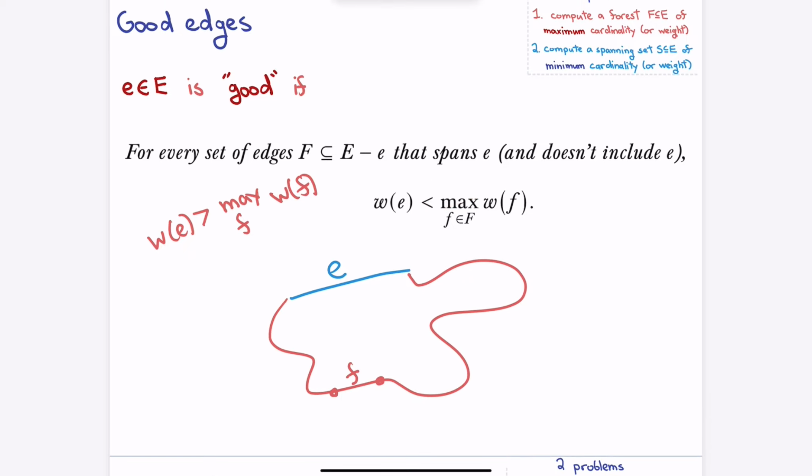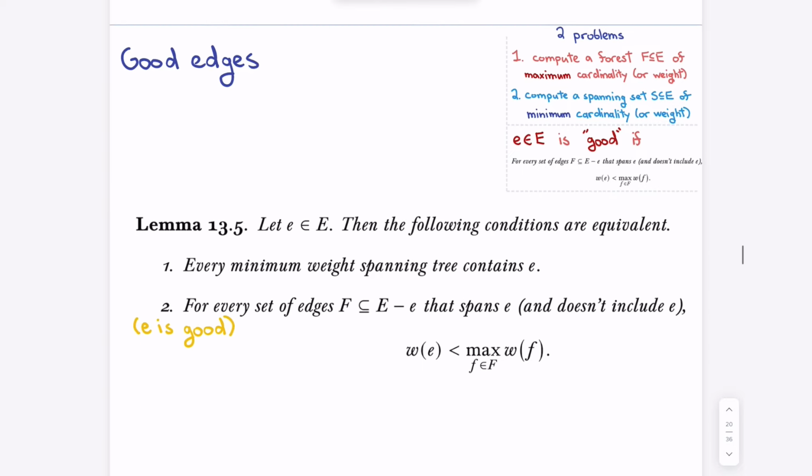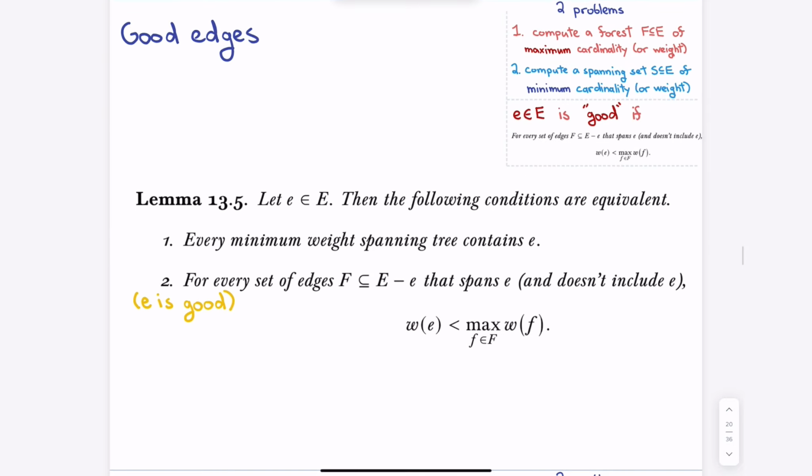So let me say, okay, I'm okay with this version. So if I'm trying to get the minimum weight spanning tree, which is really a minimum weight spanning set of edges, now I want E to be relatively small if it's good. So we're just flipping some things. E is good if whenever I draw another path connecting the endpoints, I can find some edge with bigger weight. Okay, the original. Sorry about that. Okay, good.